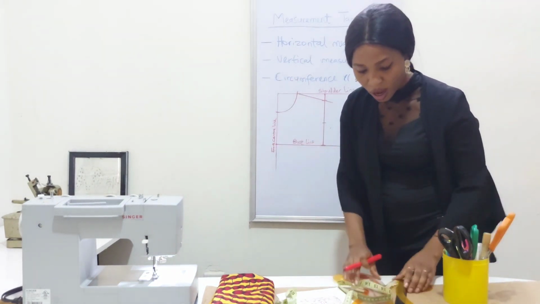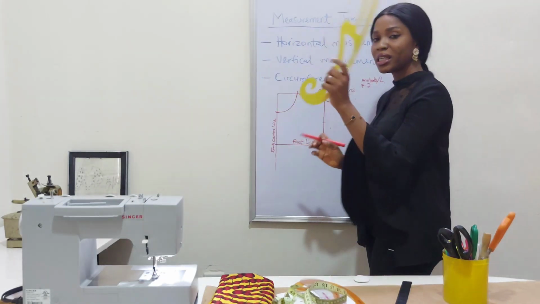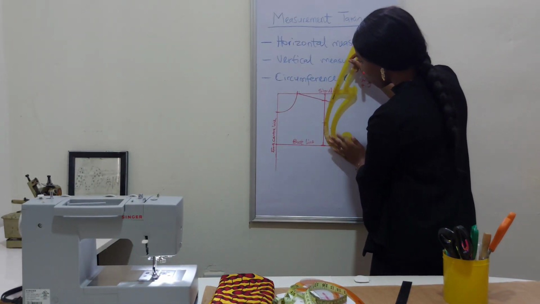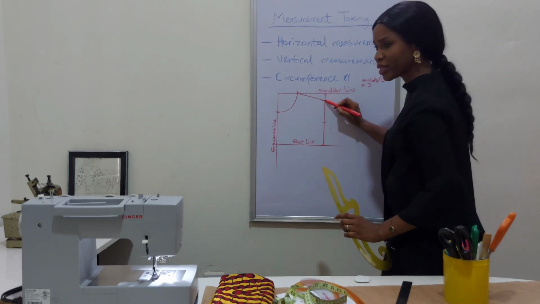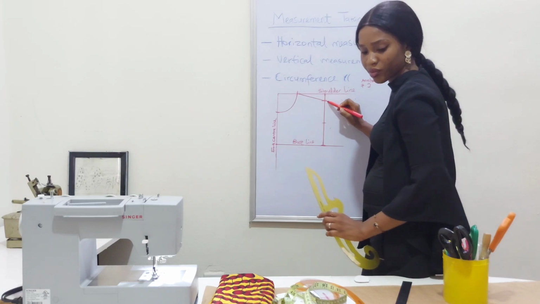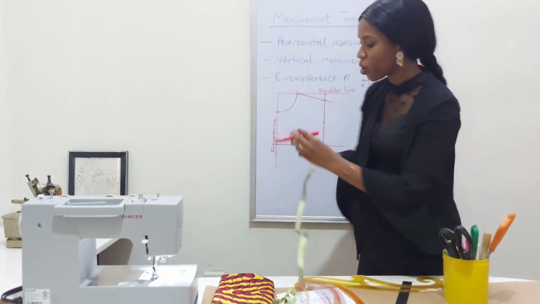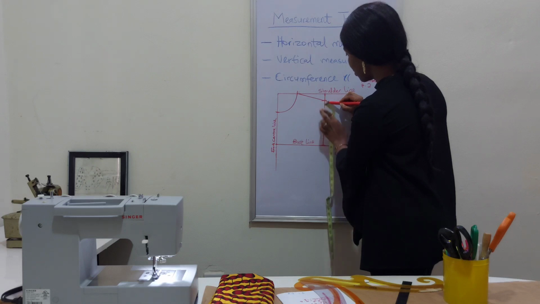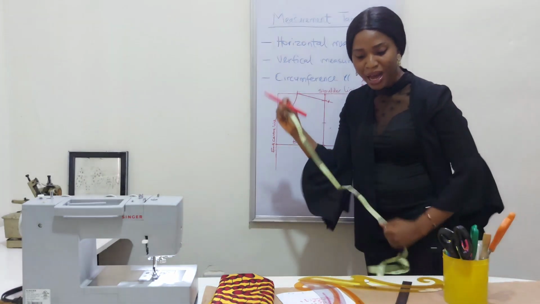For our armhole curve, we'll be needing the French curve as well to make that curve, and we will be coming out from this point here. We'll be coming out by ½ an inch. So I'm going to come out by ½ an inch, and I've marked that point.